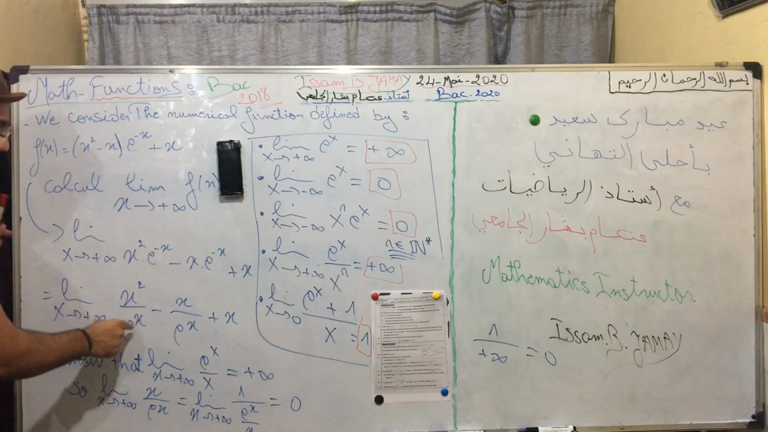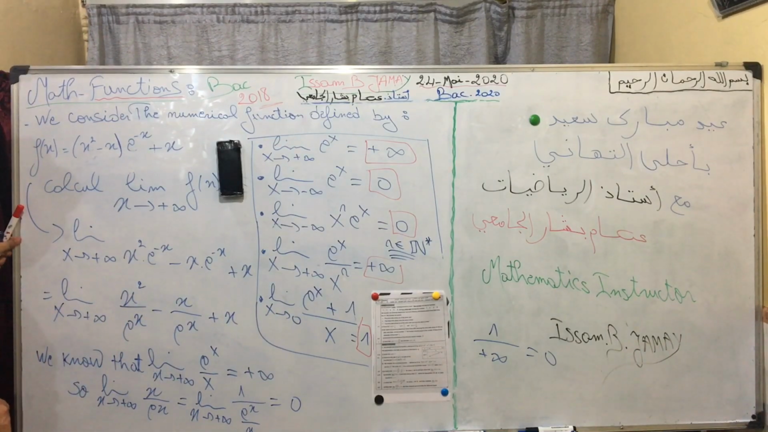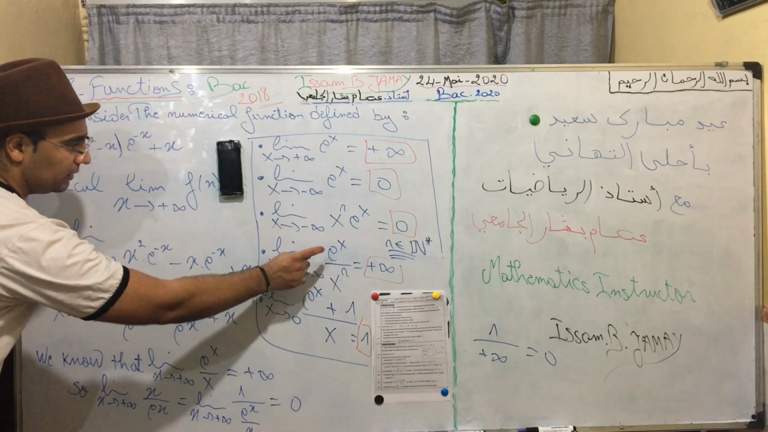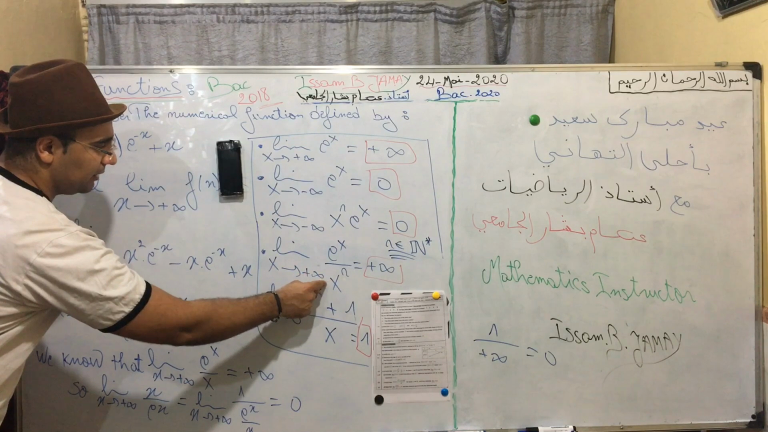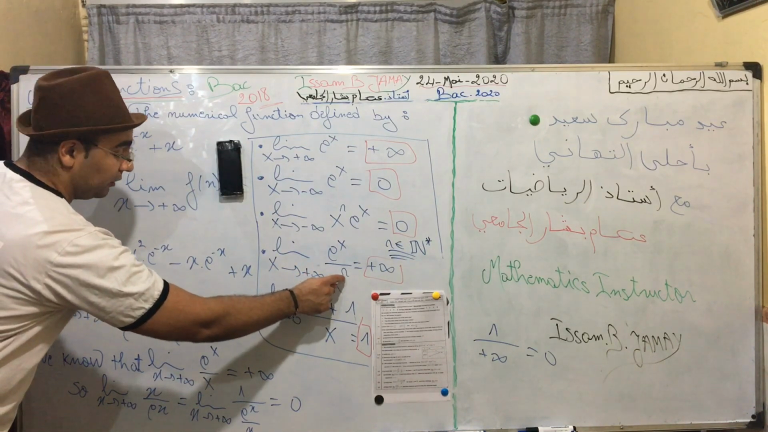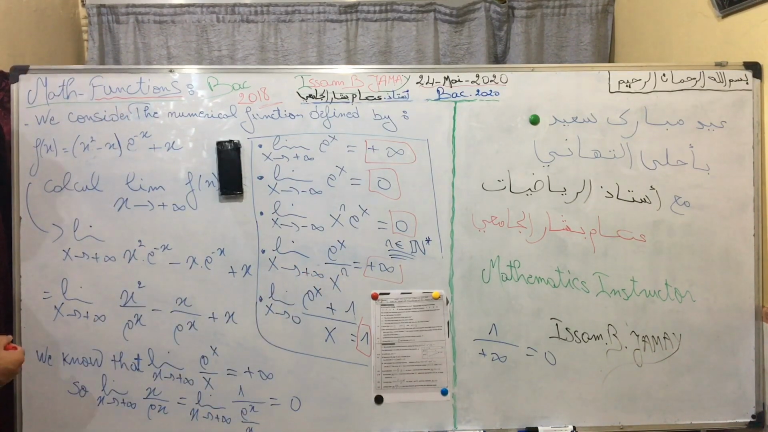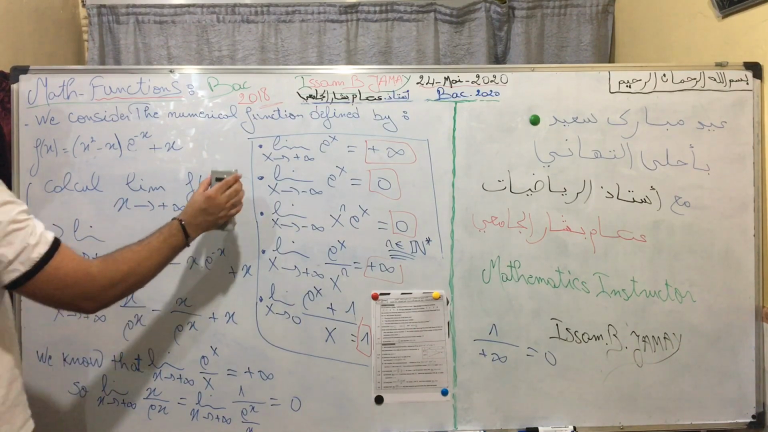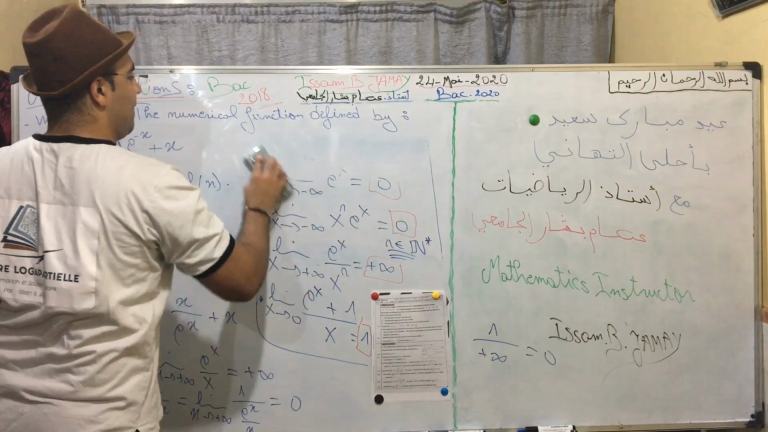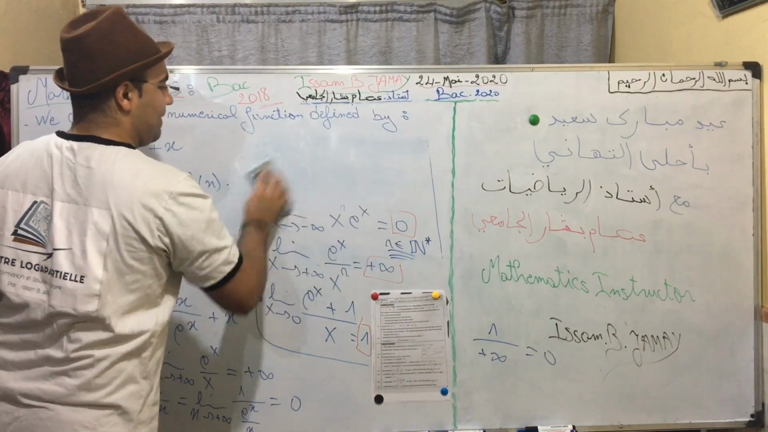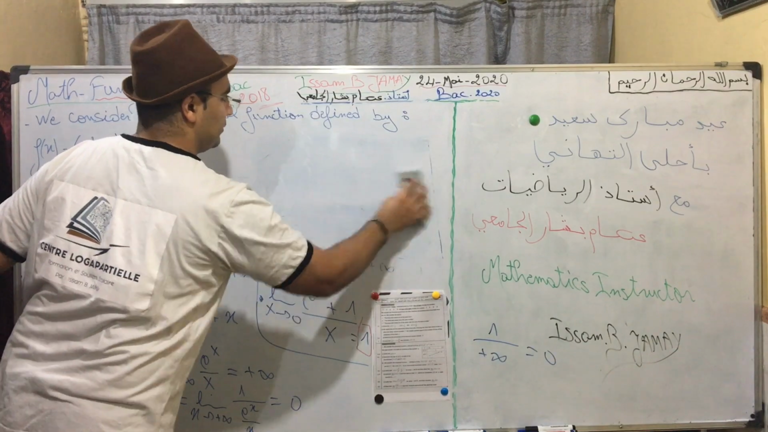So same thing for this one too, because we all have this property: exponential x divided by x exponent r. So same thing. Okay? So I will erase this part to continue the limit.